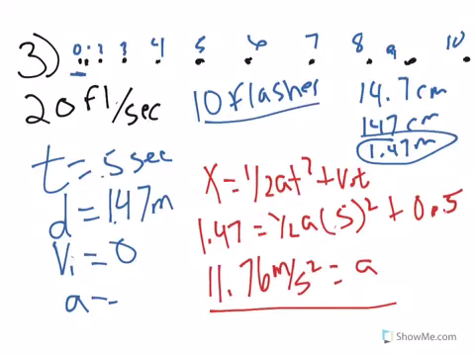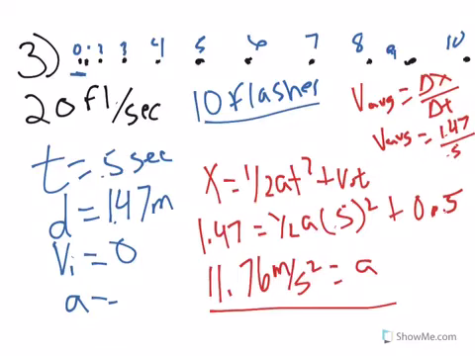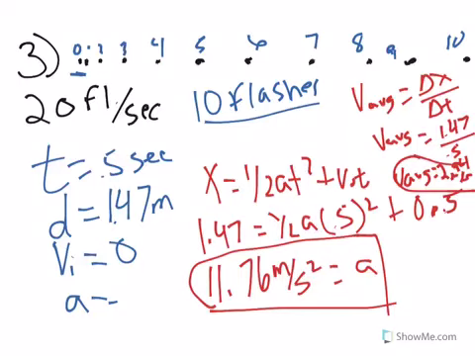It also asks us to find the average velocity. So the average velocity is change in distance over change in time. So we're going to assume both things started at 0. So we just do average velocity equals 1.47 over 0.5, and we get the average velocity equals 2.94 meters per second. Okay, so there's your average velocity. That's how you calculate it. And there is your acceleration and how you calculate it.